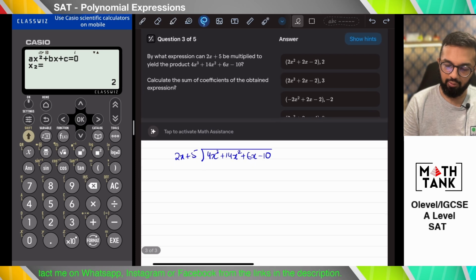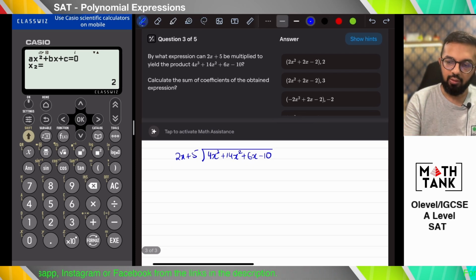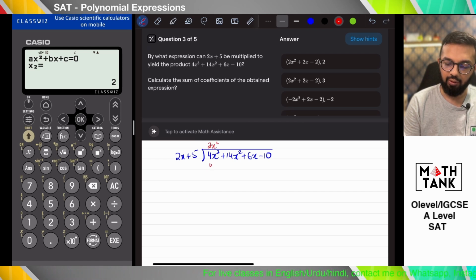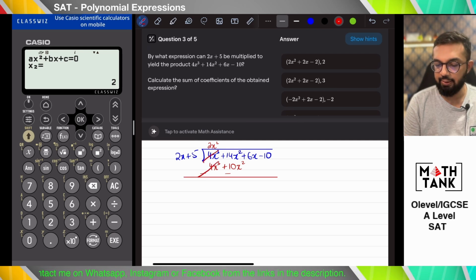Okay, this seems to be stuck, but let's see. In order to get 4x cubed, I first multiply it with 2x squared. So I get 4x cubed, and then I get a complementary term that's 10x squared. Okay, I change the signs. That's how you do long division. If you don't know this, go back and watch the video.